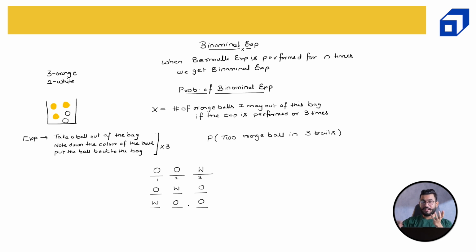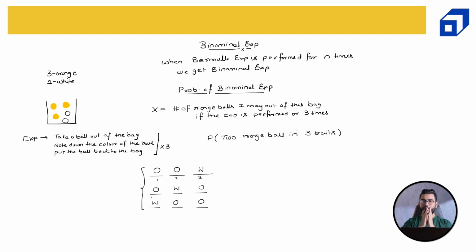Now what is the experiment? I am taking a ball out of the bag, noting down the color, putting the ball back in the bag, and performing this experiment 3 times. My objective is to find out the probability that I will get 2 orange balls in 3 trials when I am performing this experiment 3 times. These are the 3 possible combinations.